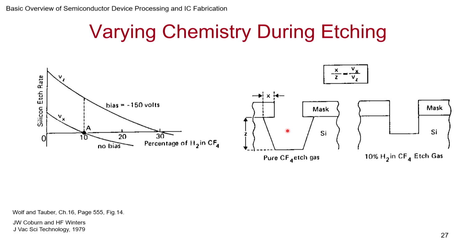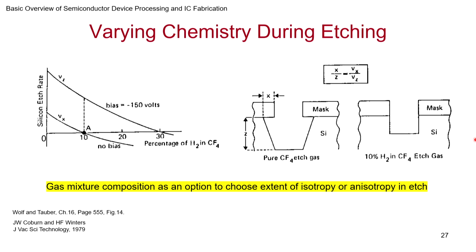Here, you can have an element of isotropy by increasing the x direction etch to some extent, and you can tune it, make sure you inhibit the z direction. So you can make it equal on two sides. So the left can be made isotropic, it will be more isotropic. This is clearly anisotropic and directional. So gas mixture composition is an option to choose the extent of isotropy and anisotropy. So you can use both physics as well as chemistry to get this.